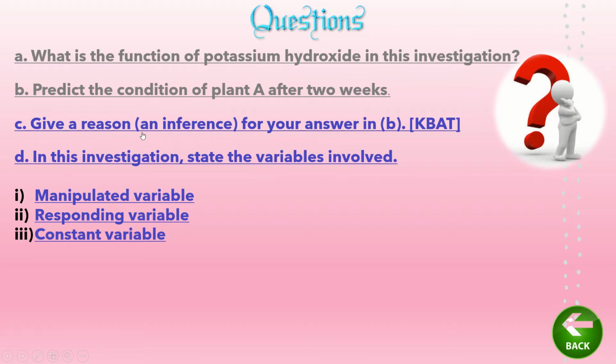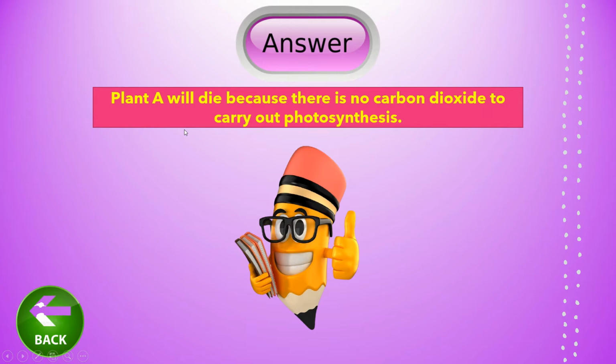Question C. Give a reason and inference for your answer in B. That means giving a reason, making an inference. Why do you say that plant A will die after 2 weeks? Plant A will die because there is no carbon dioxide to carry out photosynthesis. Photosynthesis is one of the processes carried out by all plants to make their own food. So the plants need carbon dioxide in the process. If there is no carbon dioxide, the plants couldn't make food and will die.